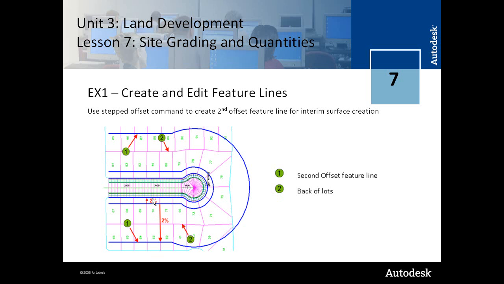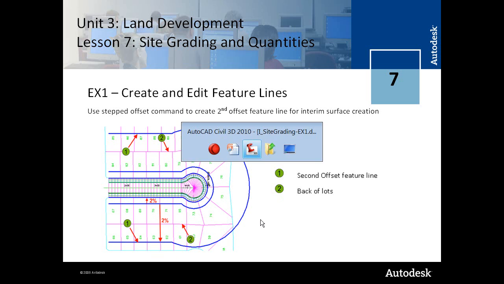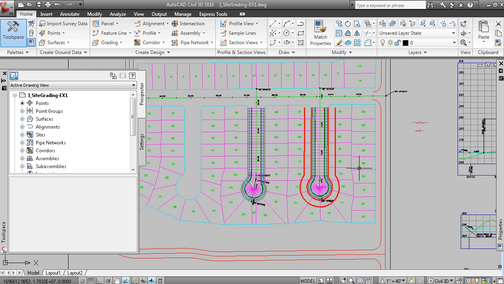So that's essentially what we've done here. And then we could do another 2% to create another feature line beyond the limit of the back of the lots.